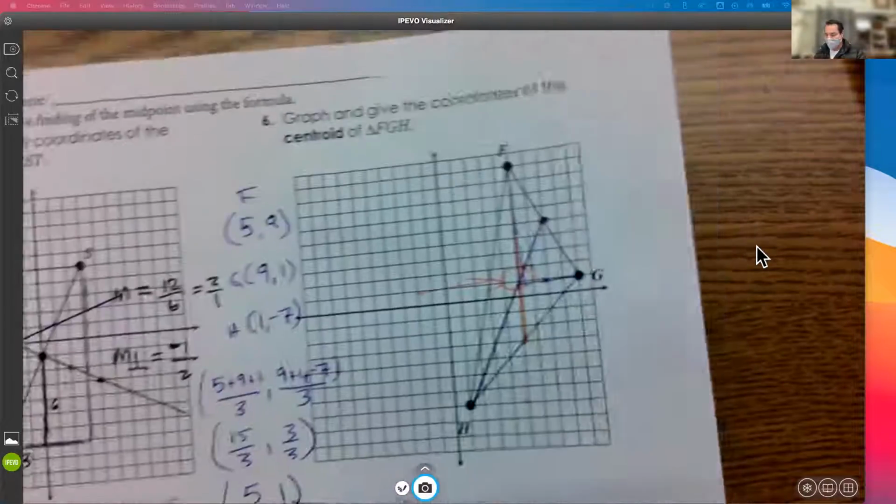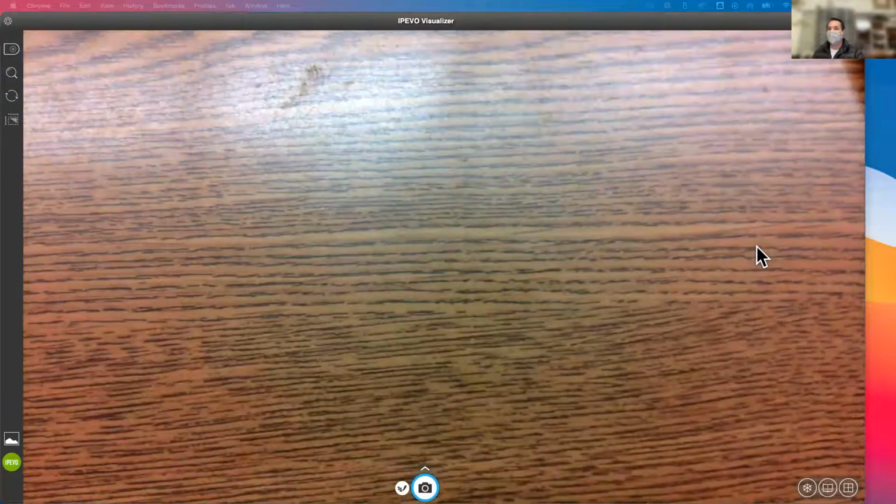Different way at looking at this. Does it help you see what you're supposed to know about these centers?